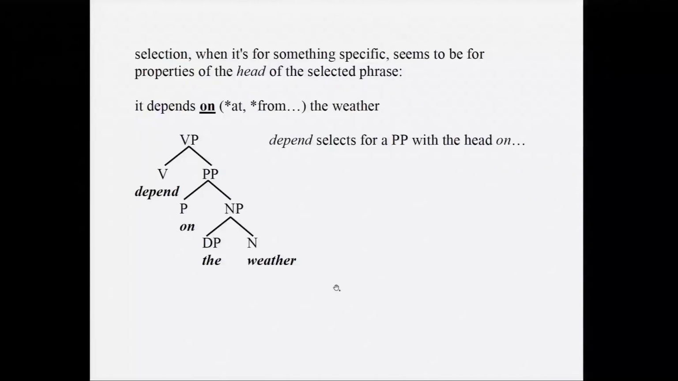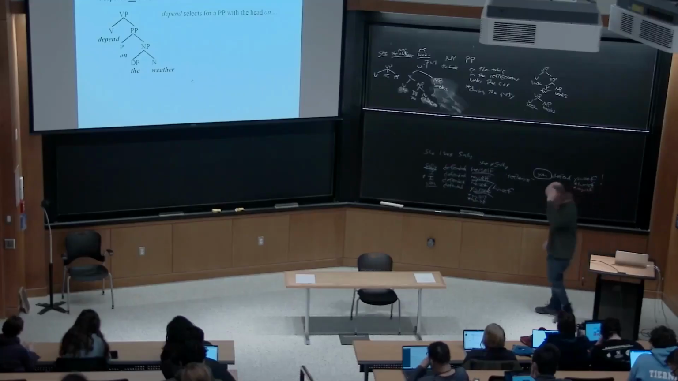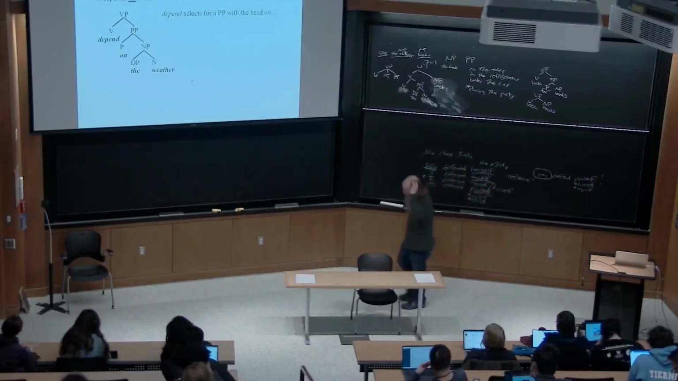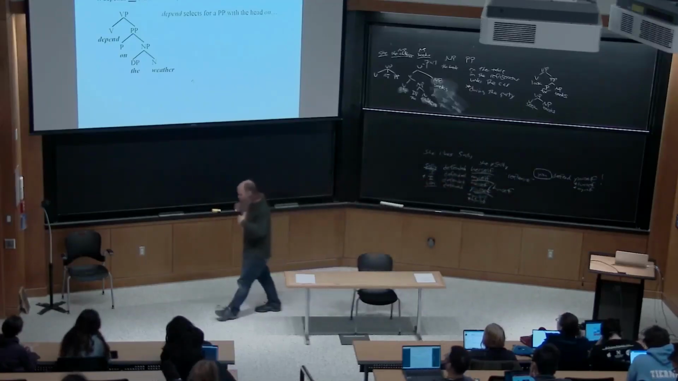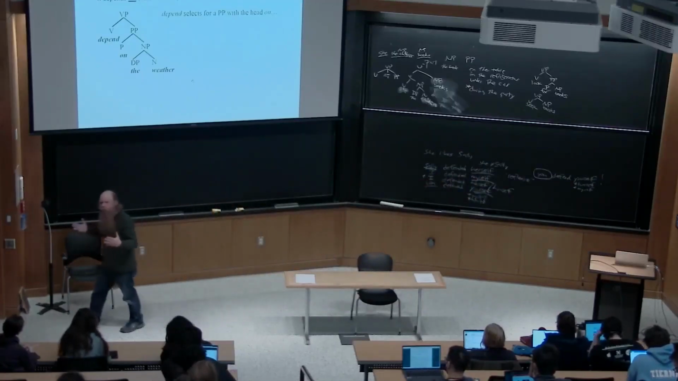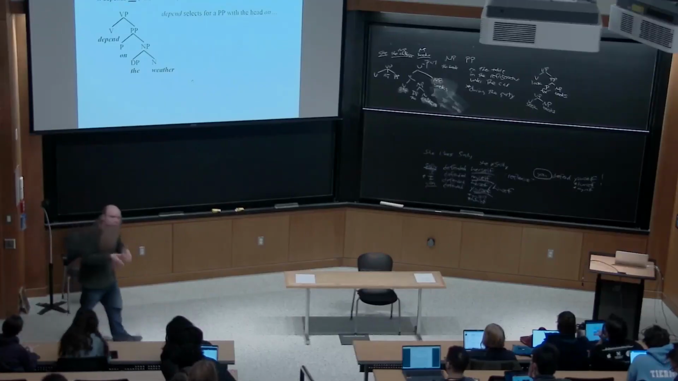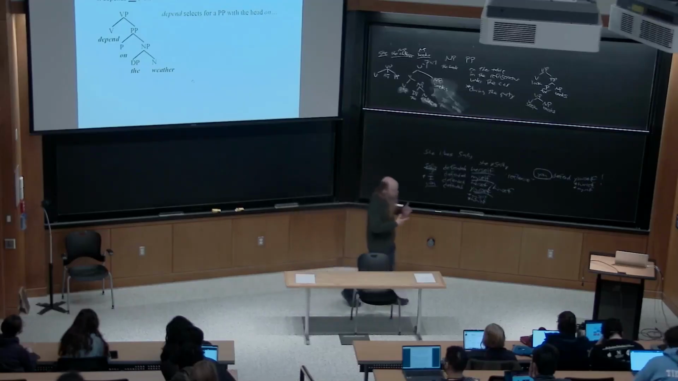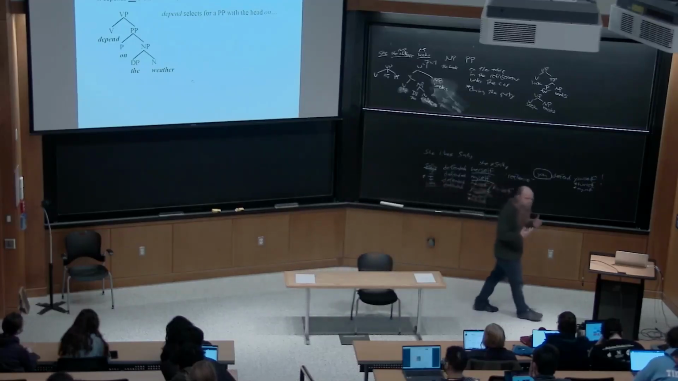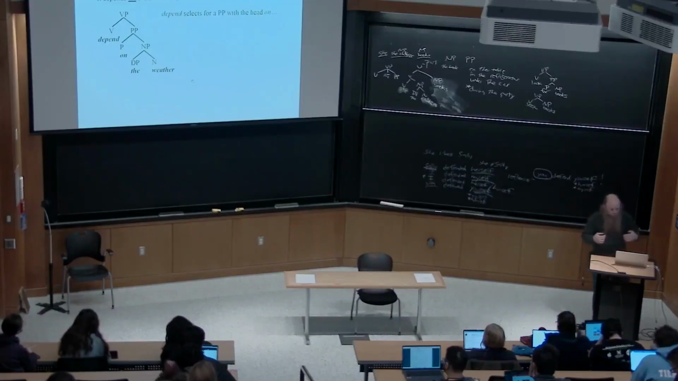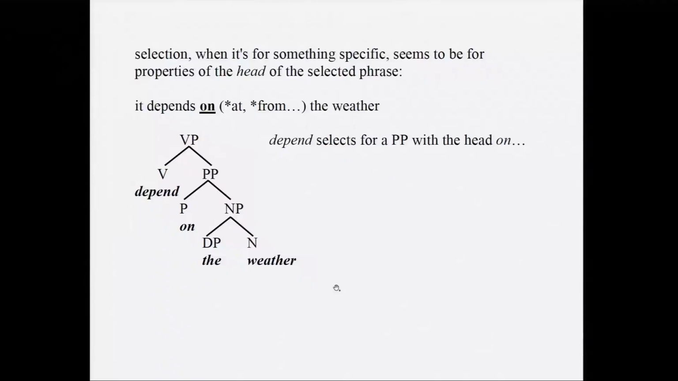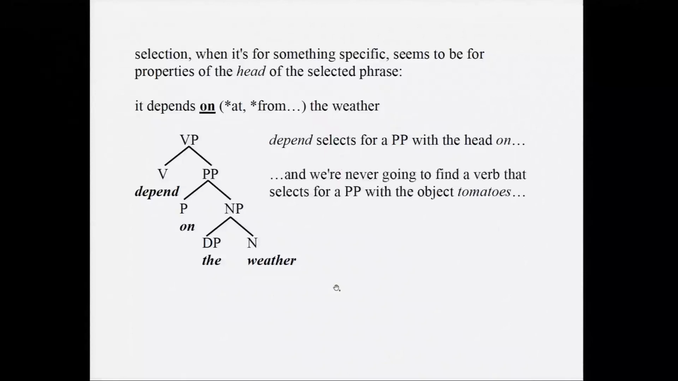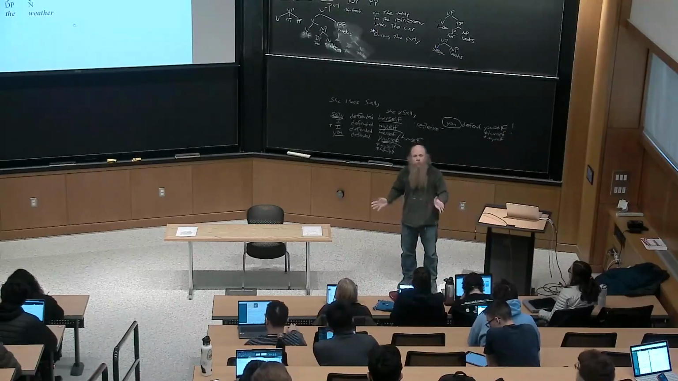Right, and when selection is for something specific, so this was the point I was trying to make with this slide. A verb can, for example, say, I need a prepositional phrase, and I need the preposition to be on. Or, like put, I need a prepositional phrase, and I need the preposition to be something locative. It's to describe a location. So depend selects for a prepositional phrase with the head on. We're never going to find a verb that selects for a prepositional phrase, and I don't care what the preposition is, but the object must be tomatoes. We won't find anything like that.